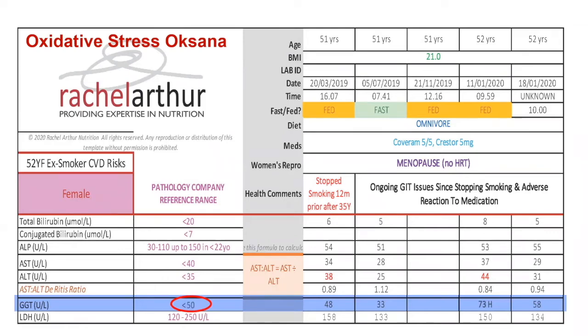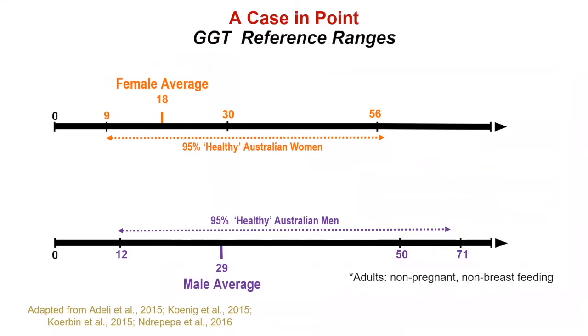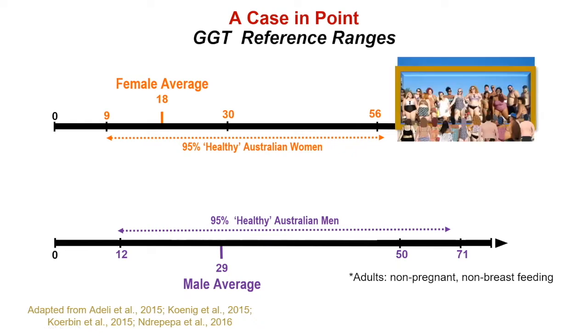If we ask ourselves, well, what is that less than 50 really based on? Where does it come from? And what does it really reflect? And we have a look at GGT here, we can see that based on Australian data, Australian women with their GGT tend to sit anywhere between 9 and 56. And this less than 50 clearly has been an in-house determined reference range.